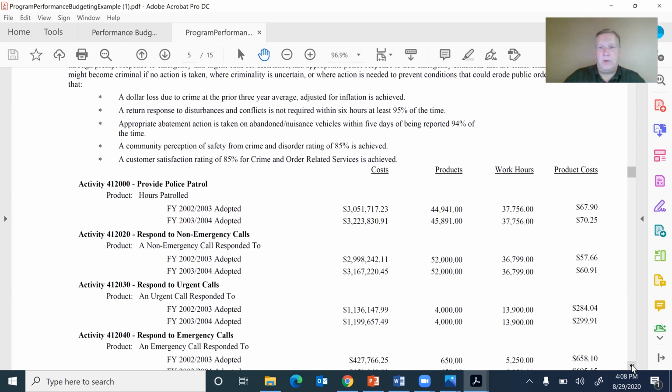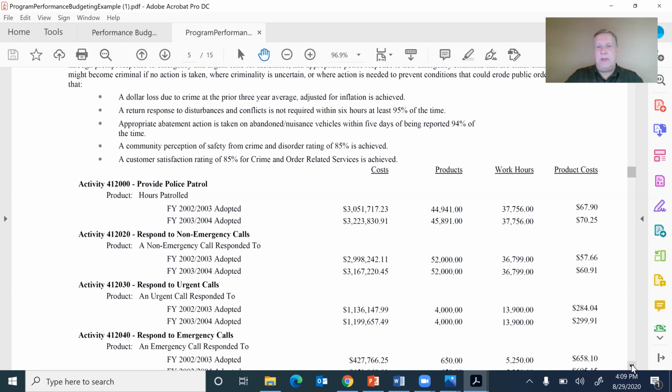And so, for example, you've got 37,756 work hours. And that is going to cost you $3,051,717.23. So this is where you're actually linking up the specific activity that you are funding with the amount of money that activity will cost. Then, as we saw before, that activity is linked to a program area, and that program area is then linked to the overall program of police services, the protection of persons and property.